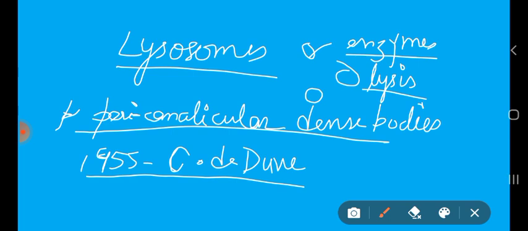So the renaming of these pericanalicular dense bodies was done by C.D. Dewey, and he named it lysosome. Okay, lysosome means they contain digestive enzymes which are capable of cell lysis. So a lysosome is therefore called a lytic body. Okay. So in this way, lysosome was discovered.